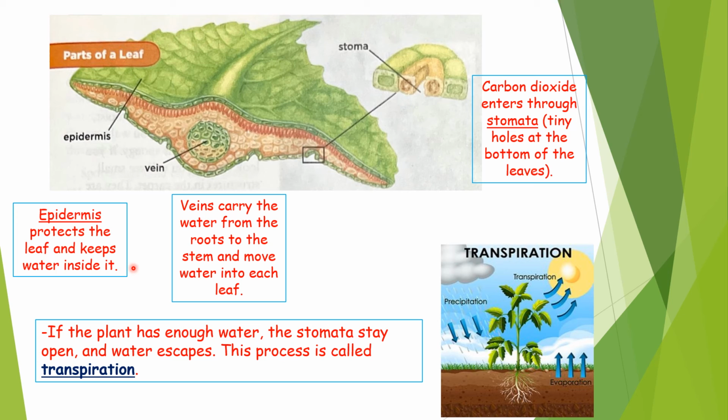What if the plant has enough water? What would happen? Stomata will stay open and then water will escape. So if the plant has more than enough water, water is going to escape from the leaf through stomata. This process is called transpiration. So when the plant has enough water, the water escapes the plant through the stomata, and this process is called transpiration.